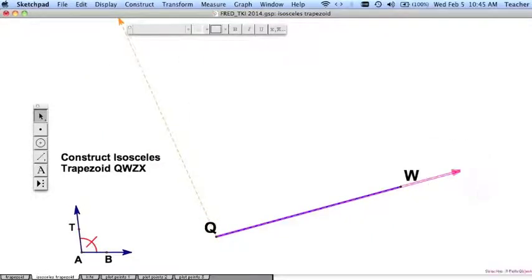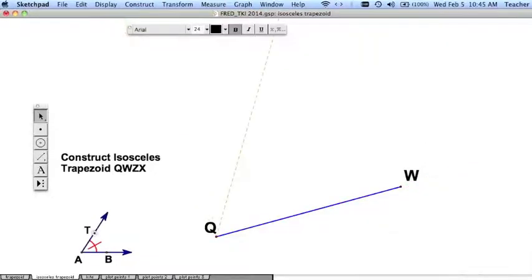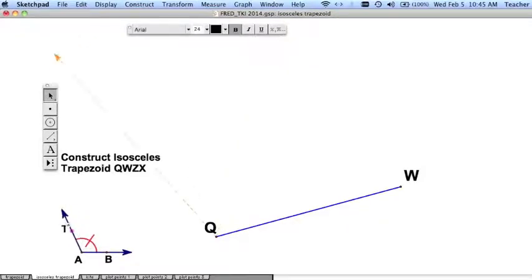Now I'm going to hide this ray, the one that I rotated, but this is all I've got. Now I'd like you to mark this angle so we can keep track of it. Like this. Well, then, is it a 90-degree angle?